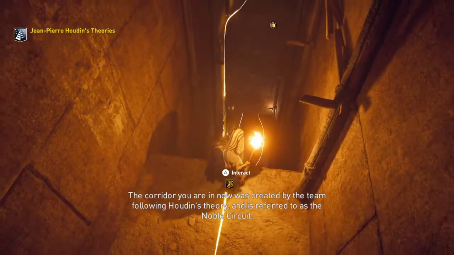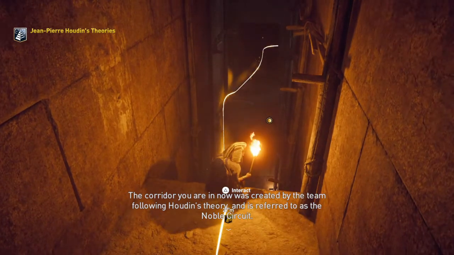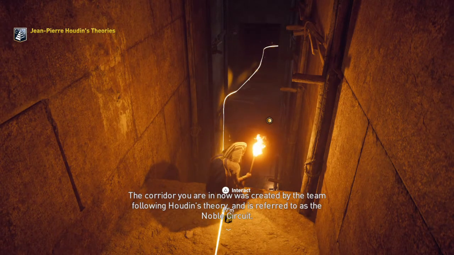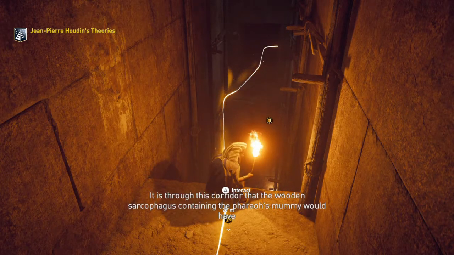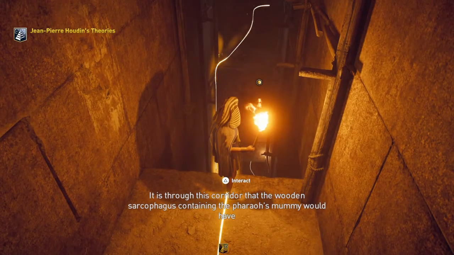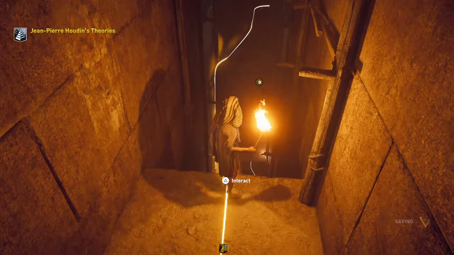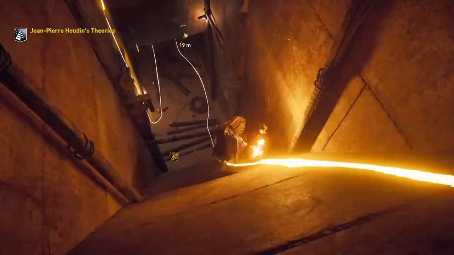The corridor you are in now was created by the team following Houdin's theory and is referred to as the noble circuit. It is through this corridor that the wooden sarcophagus containing the pharaoh's mummy would have been transported to its final resting chamber.